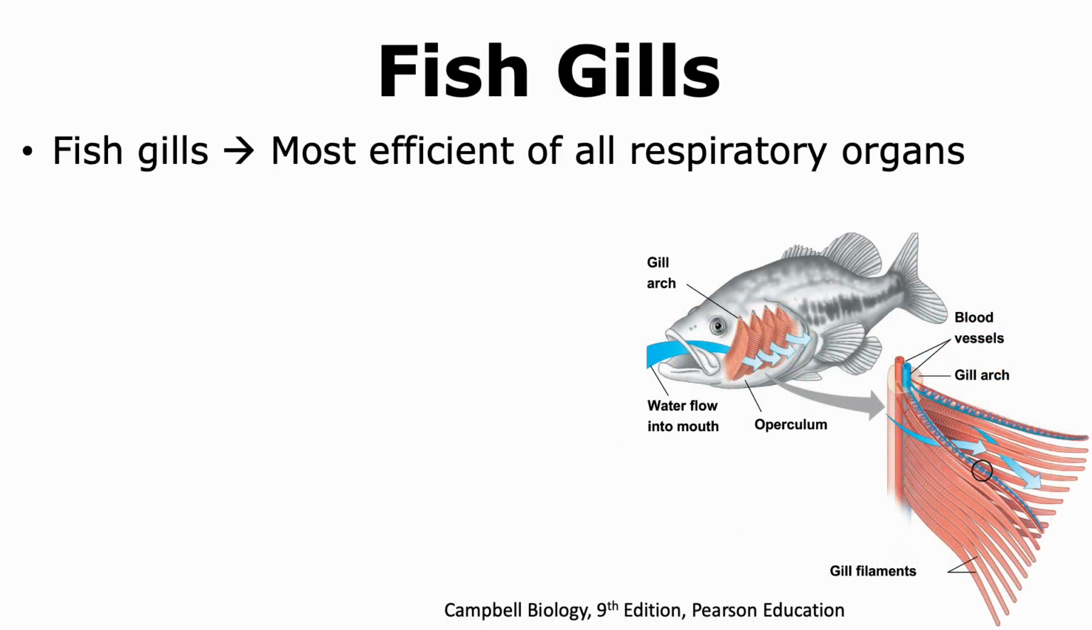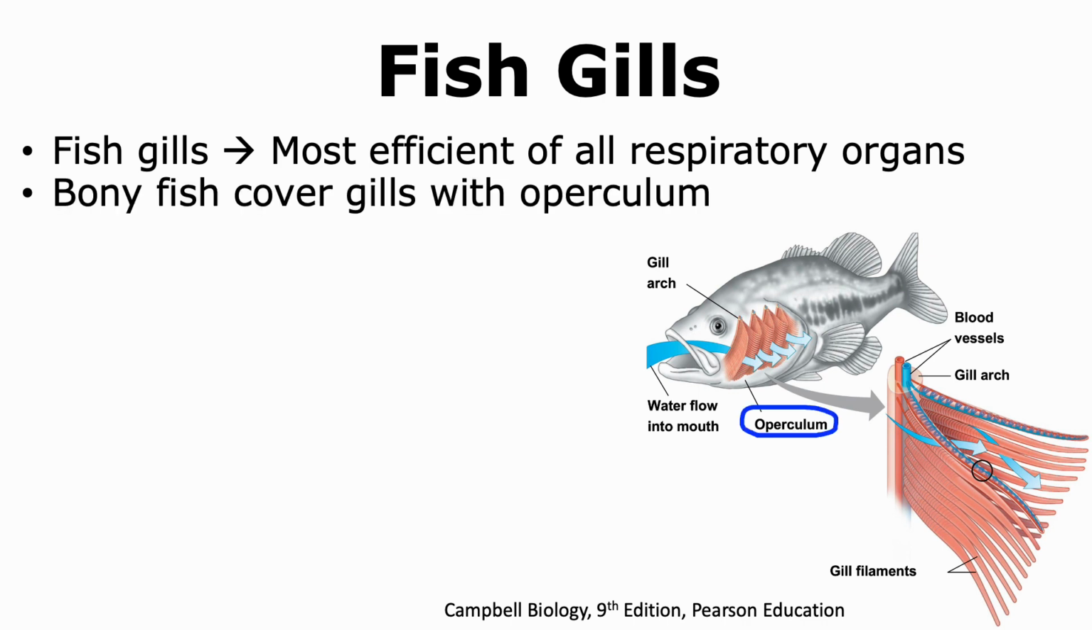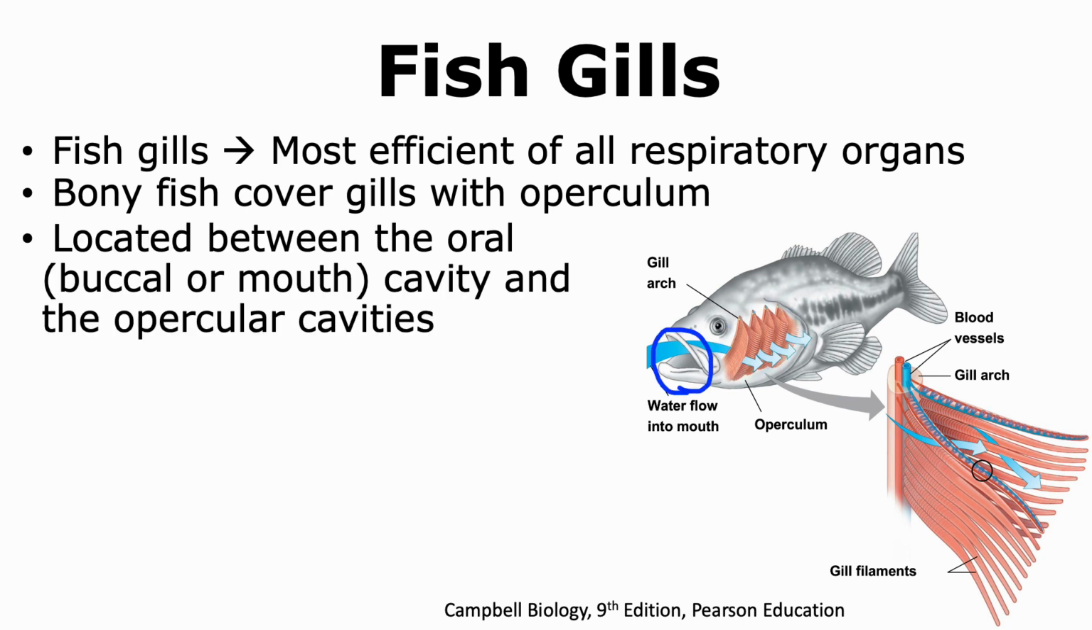There are many marine animals that use gills for respiration. However, the gills of fish are considered to be the most efficient. In the case of bony fish, the gills are covered with an operculum. When we look at the gills, on one side, they have the oral or the mouth cavity, which is also called the buccal cavity, while on the other side, they have the opercular cavities.